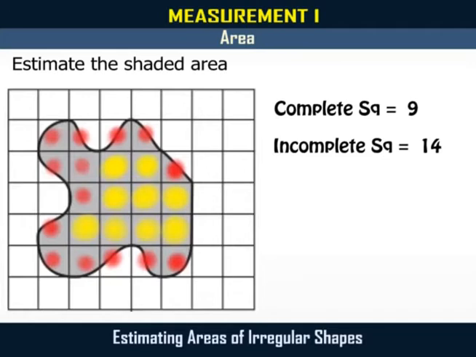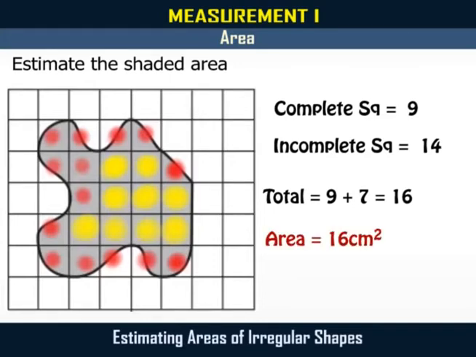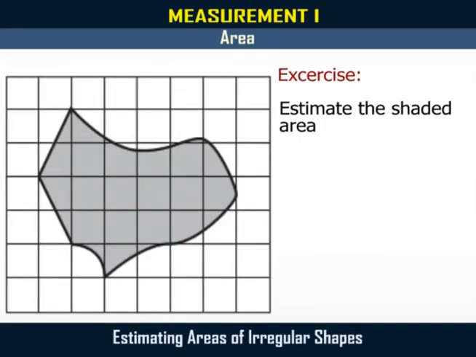Next, we assume that all the incomplete squares are half of the complete ones. It's an assumption. So we divide their number by 2. So 14 over 2 will give us 7 complete squares. So the total number of complete squares is 9 plus 7, giving us 16. And this makes the total estimated area to be 16 square centimeters. Now, you might want to estimate the area of the irregular shape on your screen.